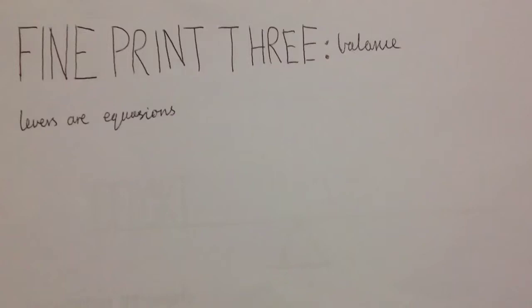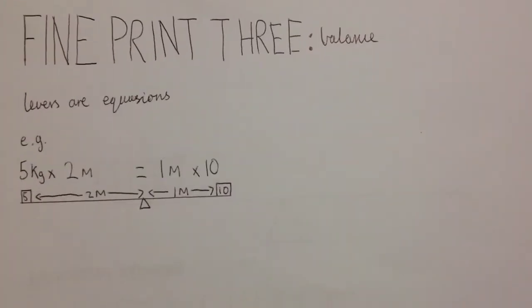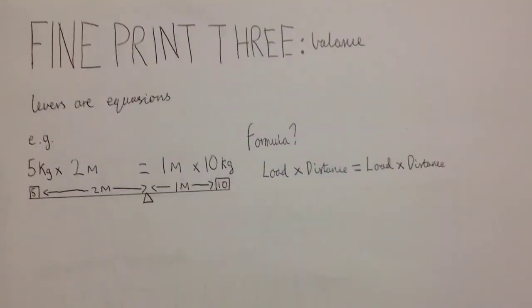Levers are like equations. Just think of your fulcrum as your equal sign. Let's do an example. Let's say I have a 5 kilogram load 2 meters away from the fulcrum, and I had a 10 kilogram load 1 meter away from the fulcrum. The lever would balance. Why? Because on both sides of the fulcrum, there are two equations that both equal 10.